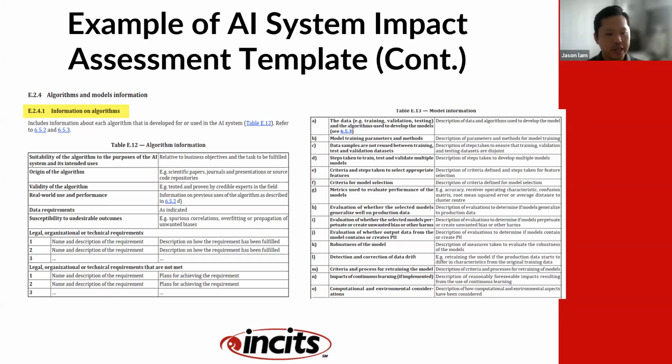Other examples shown within table E13 also include an opportunity for organizations to document the metrics to evaluate the performance of their models, as well as any models that could create any type of unwanted bias or other harms, and include any other possible computational and environmental impacts and any type of legal and organizational technical considerations and requirements.